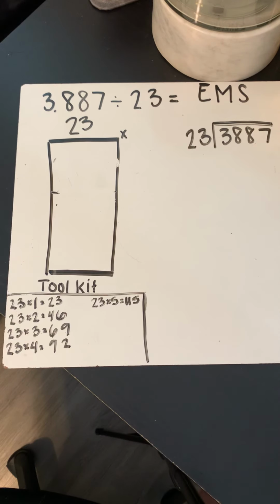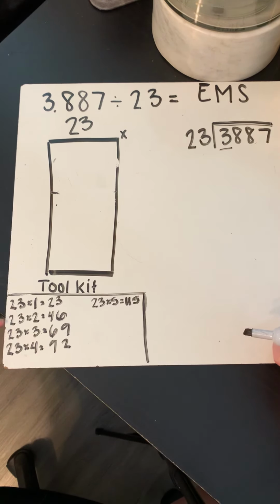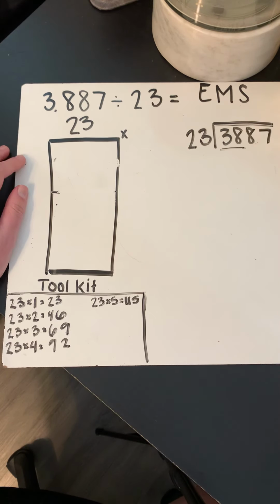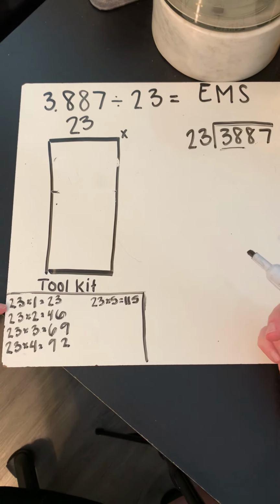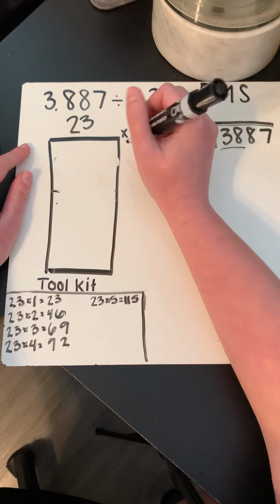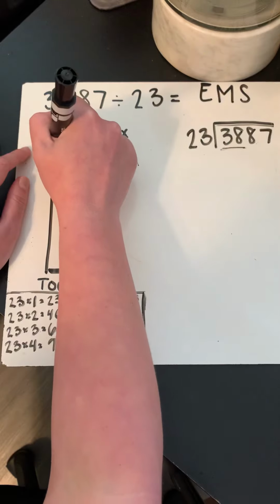All right, here we go. With estimating, is 23 times anything 3? Well, if I look at my toolkit, I see no. So I'm going to estimate to 38. Is 23 times anything 38 or close to it without going over? Yeah, I can see 23 times 1 gets us close without going over. 23 times 2 would be too big. So I'm going to come to my model to do my multiplication. We're going to multiply 23 by 1, and that gives us 23.